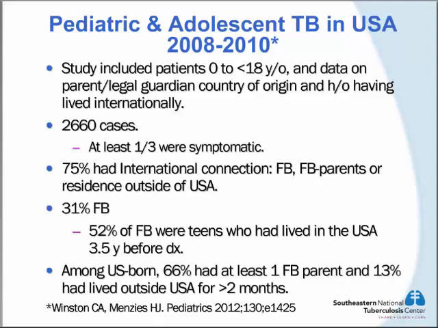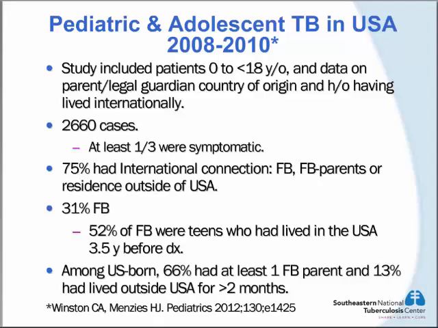So in this study, they included patients from 0 to 18 years of age, and also included data that before was not recorded, and it's the first time that we can take a look at this. Data on the parent or legal guardian country of origin, and if they have lived internationally. So a total of 2,660 cases were identified, and of those, at least 1/3 were symptomatic. So those were discovered by passive investigations.